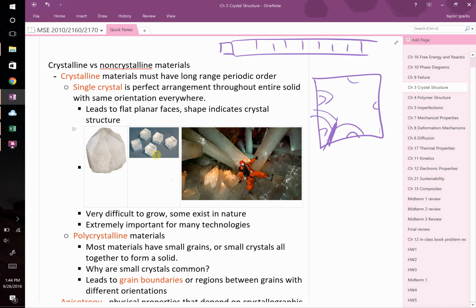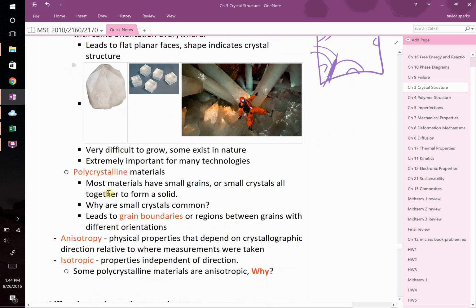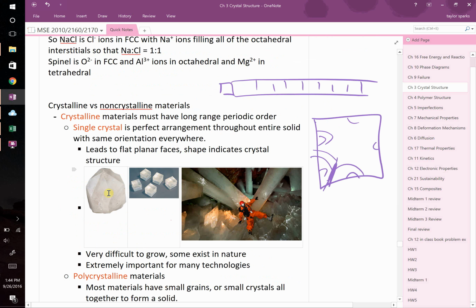Those are single crystals, right? So single crystals, technologically, are very important because they have different properties than a polycrystalline. And we'll talk about why that is later. And I think we're out of time, so next time we'll jump into diffraction and we'll finish this chapter.